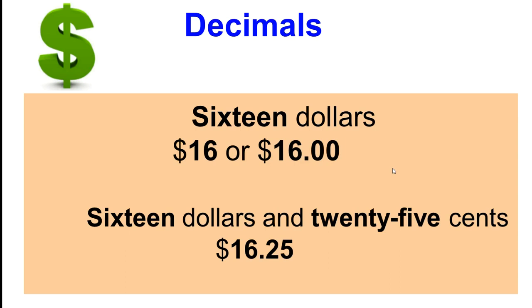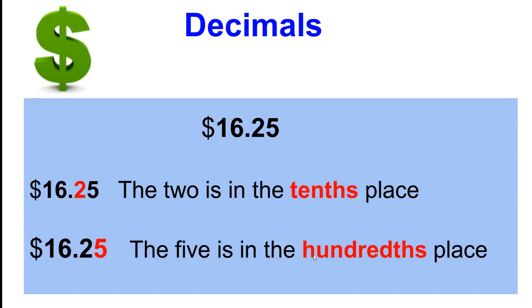When do we use decimals in real life? Well, decimals are often used when we're talking about money. For example, here we have $16. We can write it like this, 16, or we can write it as 16.00. But if we have $16.25, we would write it as follows, 16.25. In this case, the 2 is in the tenths place and the 5 is in the hundredths place in 16.25.